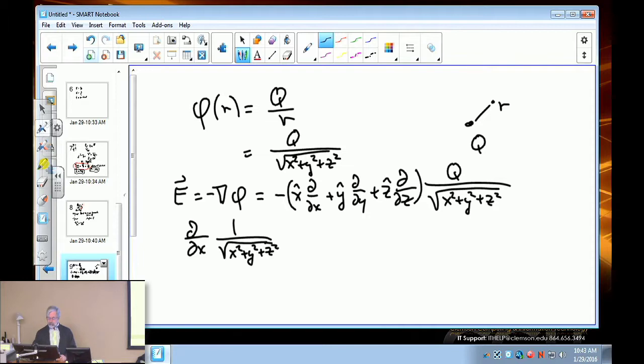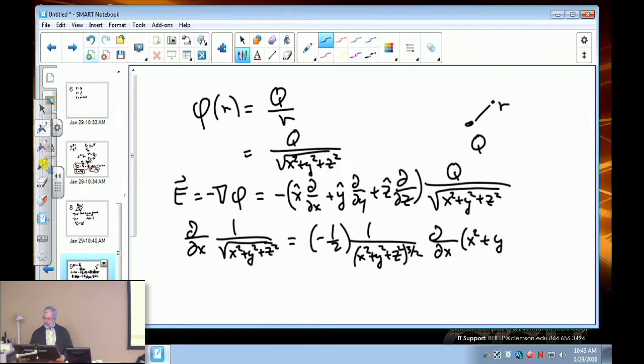We need to use the chain rule here, so we take the derivative of the 1 over the square root. So that gives us a minus 1/2. Remember, the square root is a negative 1/2 power. So x squared plus y squared plus z squared to the 3 halves now, right? We lower the power. It's already negative 1/2, so now it becomes negative 3 halves. And then we take the derivative with respect to x of the thing that's inside of the square root.